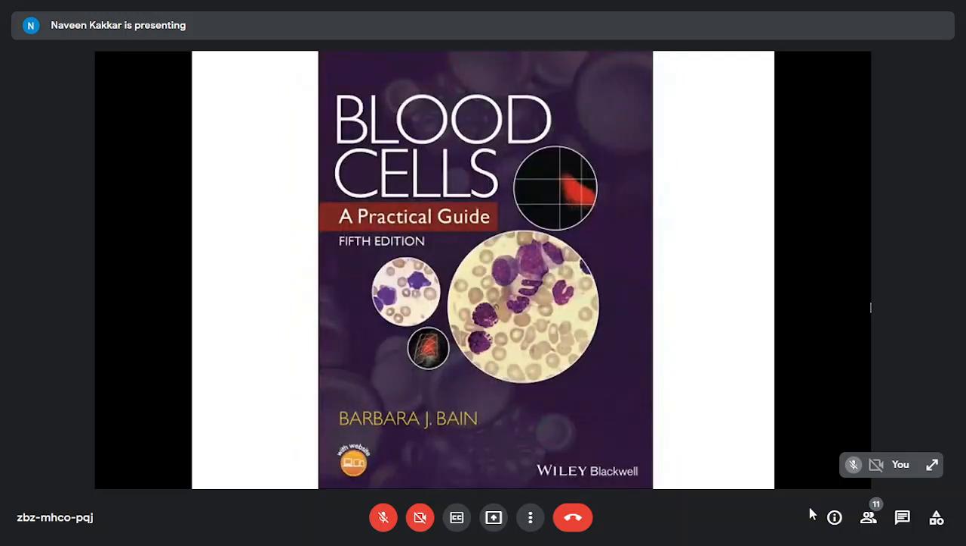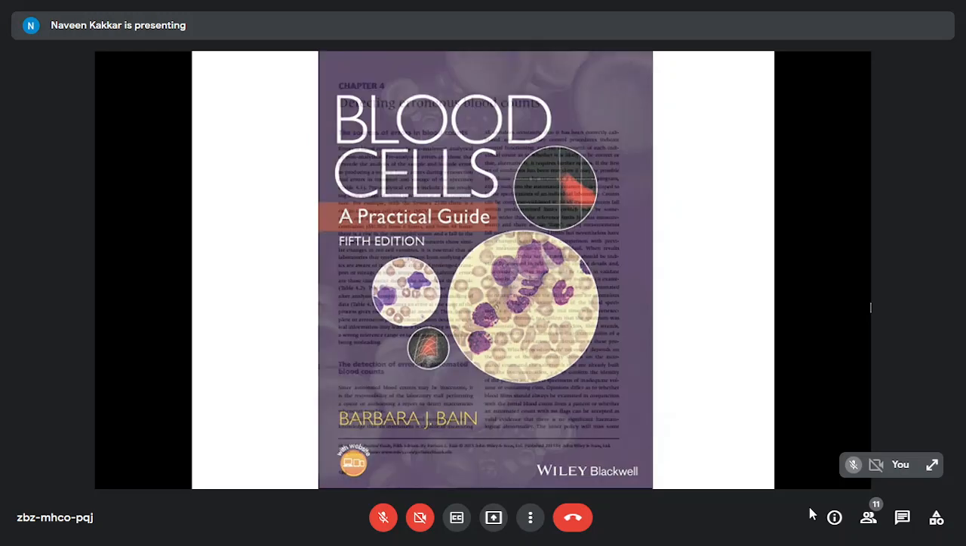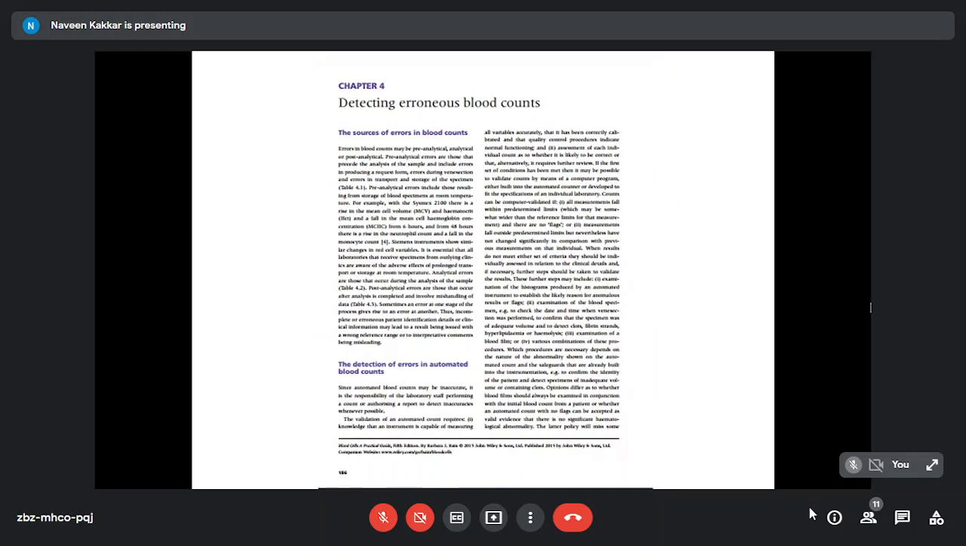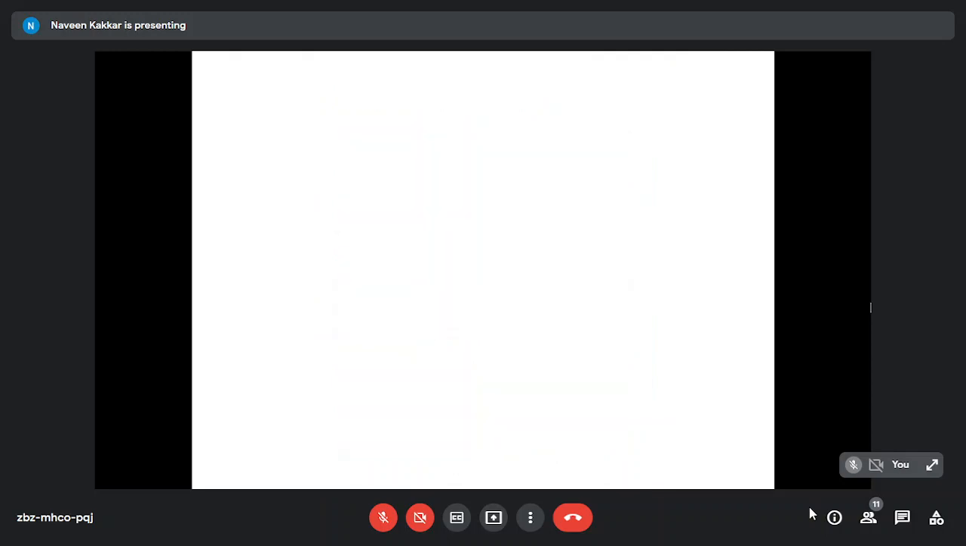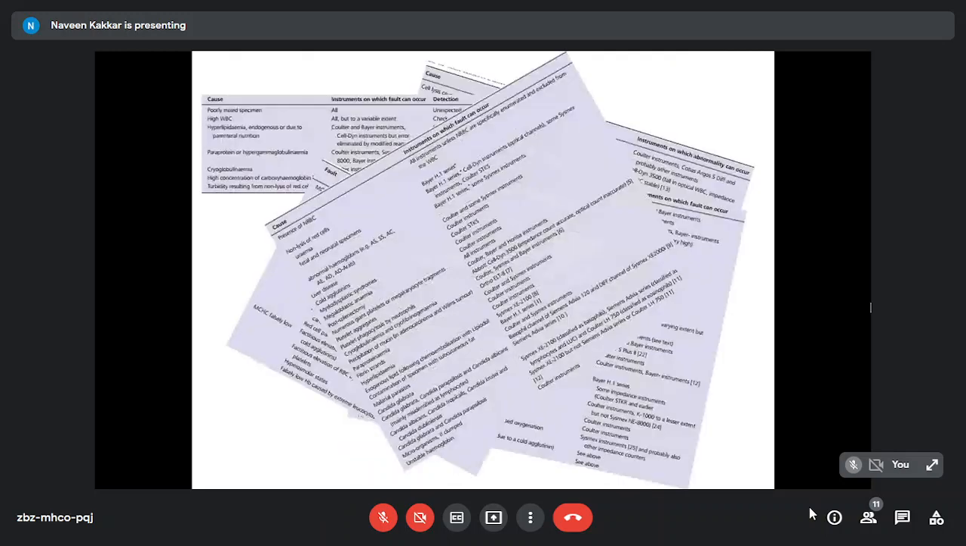Our book on the blood cells, a practical guide, 5th or 6th edition running now, has an entire chapter devoted to problems with automation, detecting erroneous blood counts. So many tables in that tell you about interference: falsely high hemoglobin, falsely low WBC, and so on. Not going into the details, but there's a lot of literature available and counter specific. Which counters cause interference in which parameters? It's very well worked out.